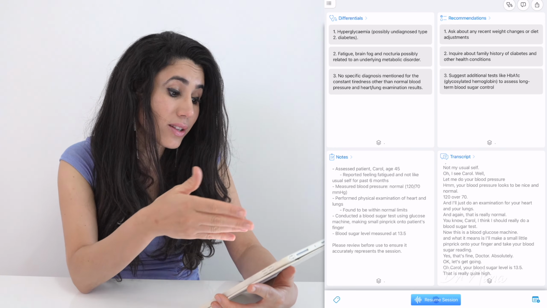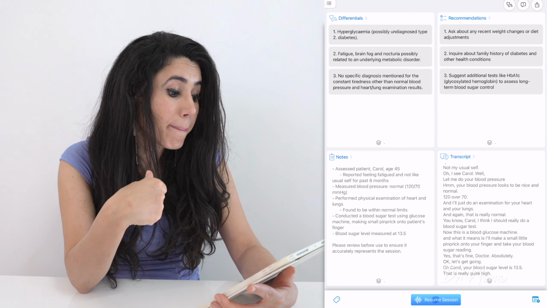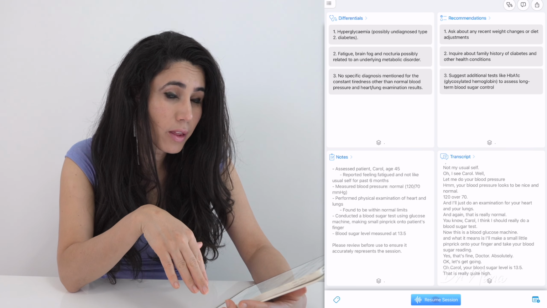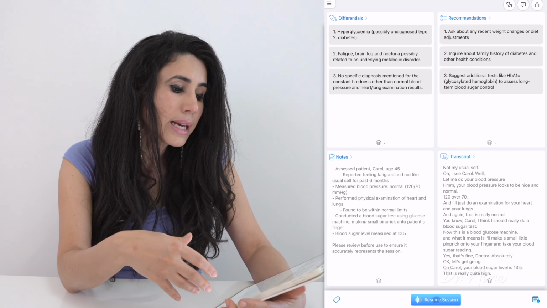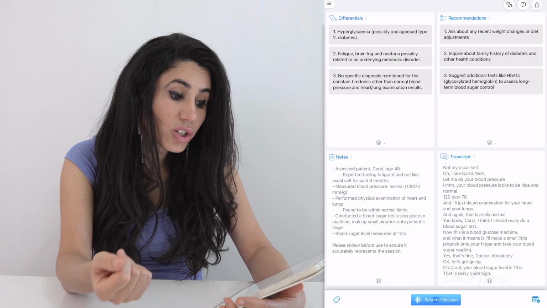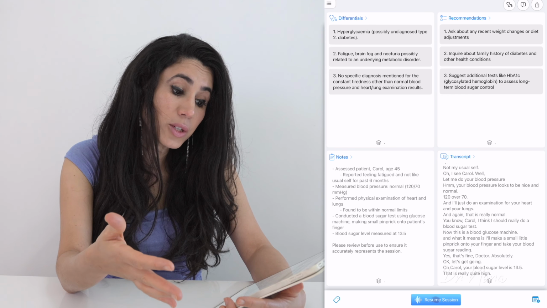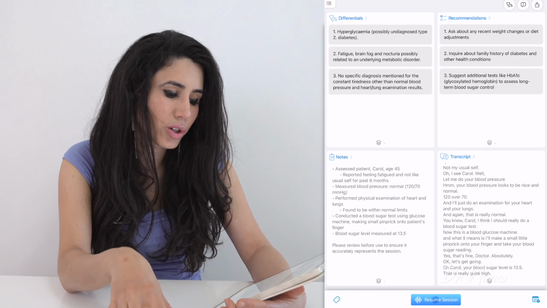And it also has mentioned that it could be fatigue, brain fog, maybe an underlying metabolic disorder, and that may be something like a thyroid problem, and maybe some non-specific diagnoses. It also has provided me with a bunch of recommendations that I may want to do and ask the patient, for example, any recent weight changes, any family history of diabetes, and suggest additional tests like a HbA1c to assess long-term blood sugar control.